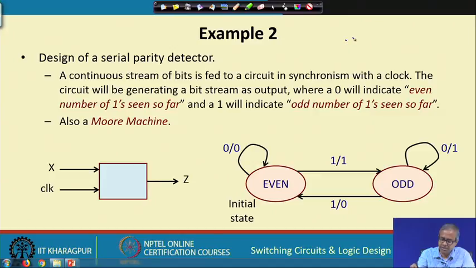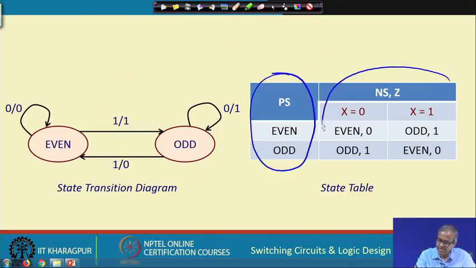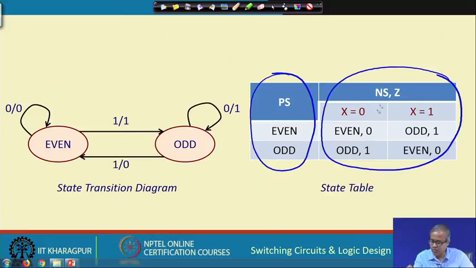So, from here you can similarly construct the state table. Here you see the second part is a little more complex. The first part as usual is the present state, the second part is the next state and the output. States: there are 2 states, even and odd. Next state and output: here there will be a number of columns depending on all possible input combinations.